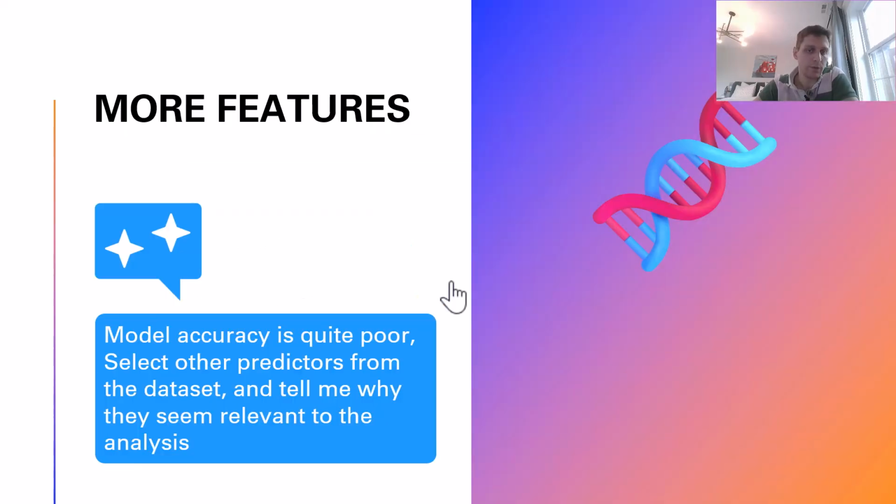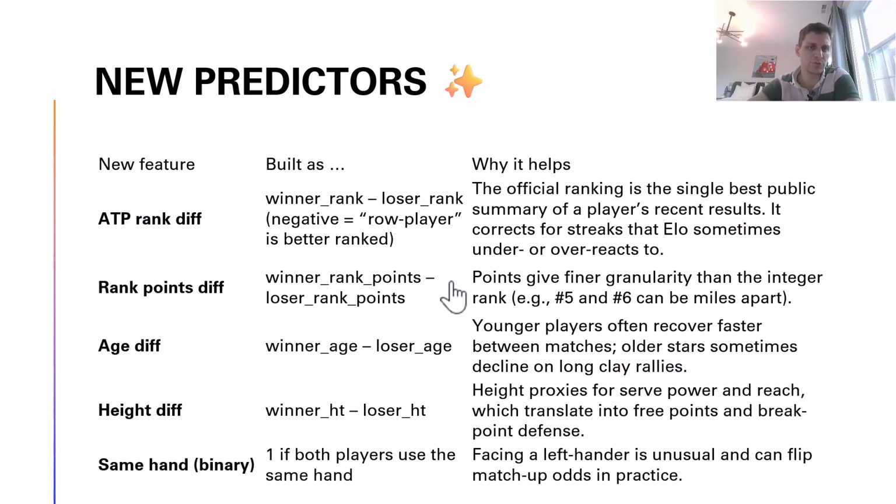So now that we see that the accuracy is barely more than a coin toss, if you think of it, like 50%, it's just tossing a coin, and you'll see, heads this guy wins, and tails this guy wins. So the model accuracy is quite poor. So I'm going to ask ChatGPT to select other predictors from the dataset and tell me why they seem to be relevant to the analysis. And this part is quite interesting.